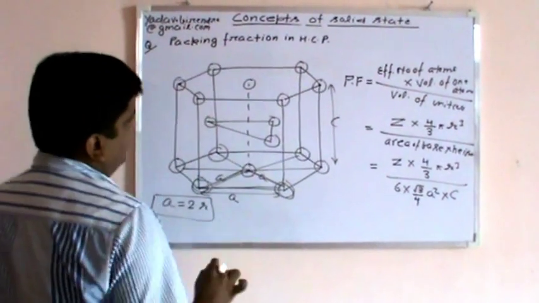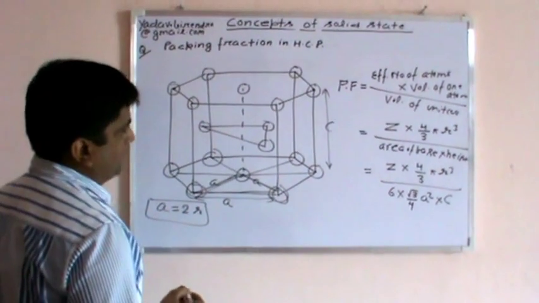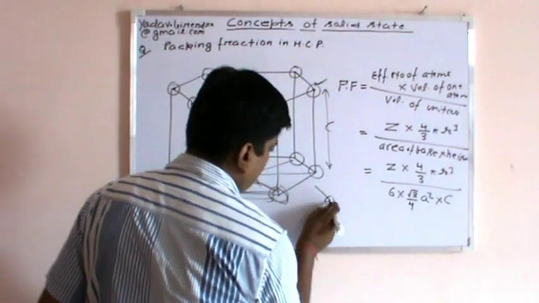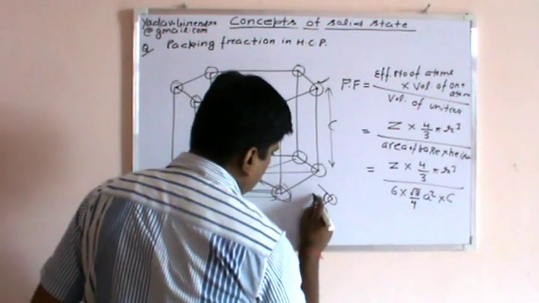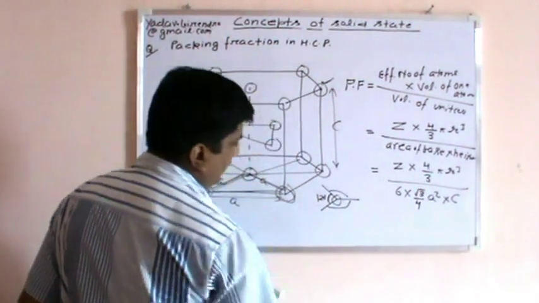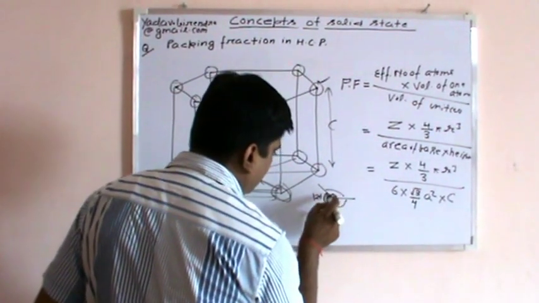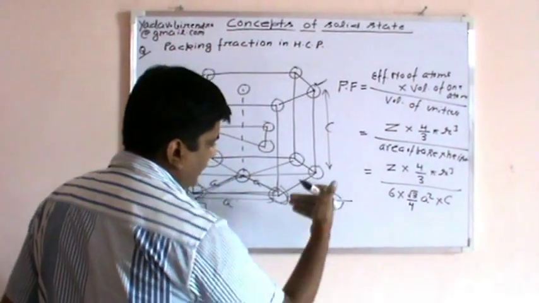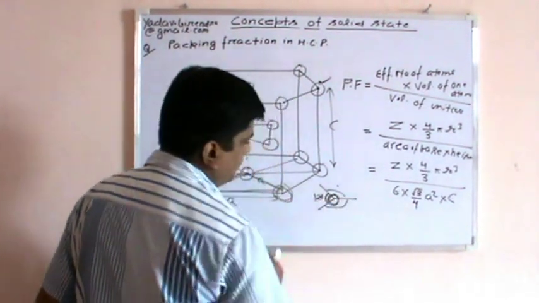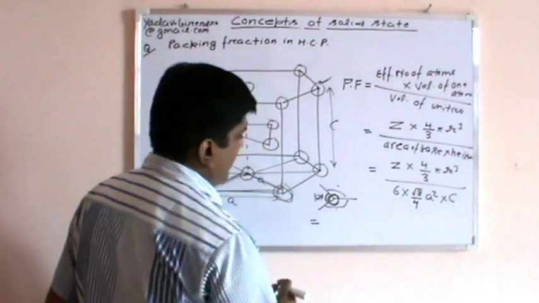To get the effective number of atoms, we need to know the contribution of these atoms to this particular unit cell. Consider this corner atom. The corner atom is like this. Since this angle is 120, we can say 3 unit cells can be placed on one plane. So this corner is surrounded by 3 unit cells on one plane and 3 will be above this plane. That is why overall this corner atom is surrounded by 6 unit cells. So the contribution to a particular unit cell will be 1 by 6.